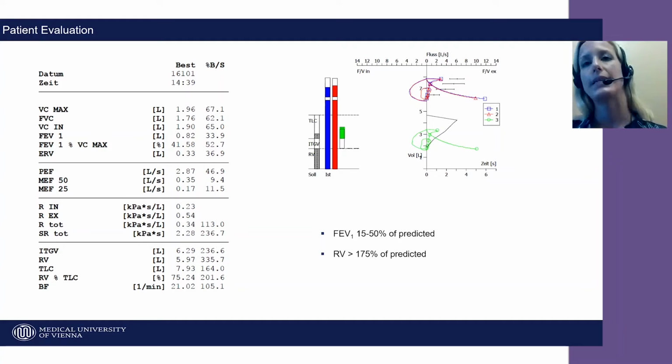But nowadays we know the greater the residual volume, the better the result. So in many institutions, the patients should have a residual volume of more than 200% of predicted when considered for the valve treatment.